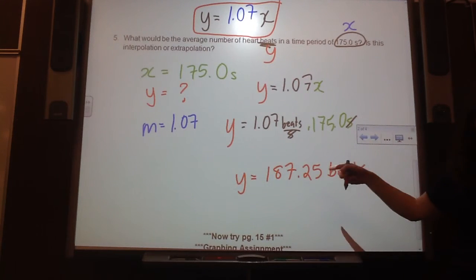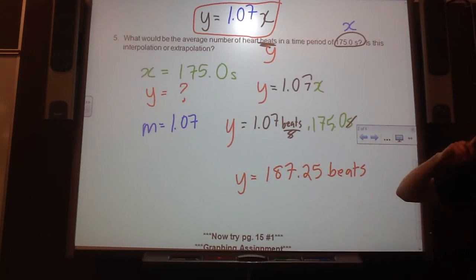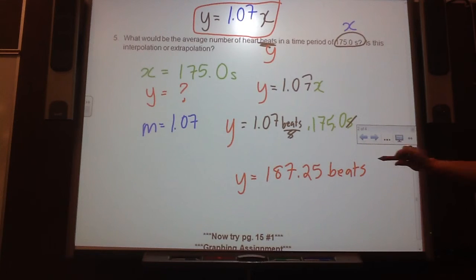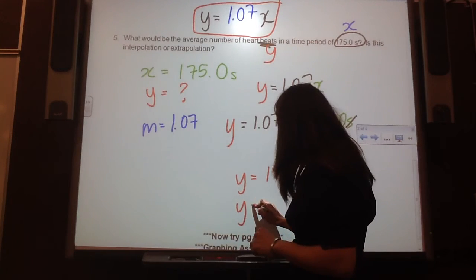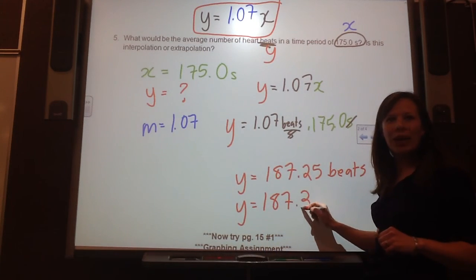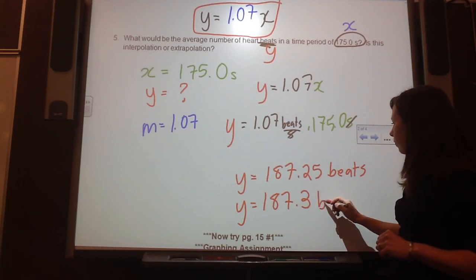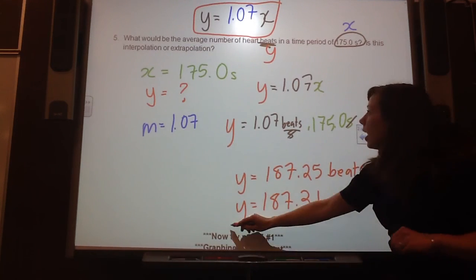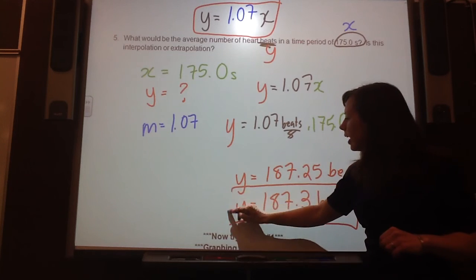Okay? Sig digs now. You know what we do for our sig digs? Let's look at the sig digs. How many sig digs are there? 4. Yes, indeed. So 187.3. So we round up. And that is our answer.